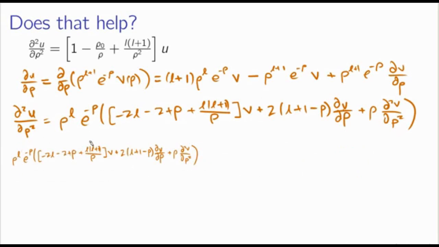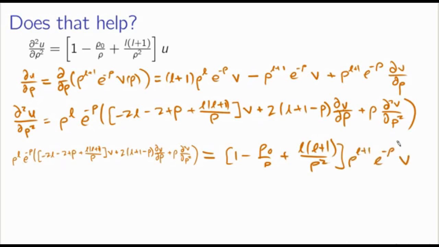This is our new left-hand side. And it's going to be equal to, well, our right-hand side, same as before. Not much is going to change about this. 1 minus rho naught over rho plus L plus 1 over rho squared times u, which we've re-expressed in terms of rho to the L plus 1 e to the minus rho v. So, let's see how we can manipulate this. This had better simplify quite a lot, or we've wasted our time.